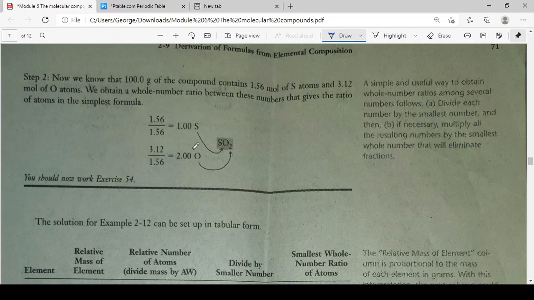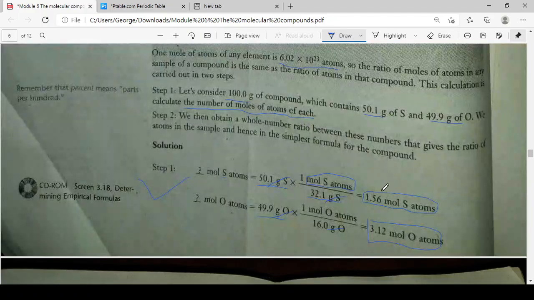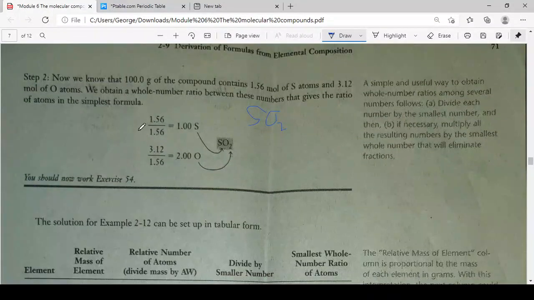So kids, what we simply do is divide your sulfur and oxygen amounts by the smallest one. Kids, which is the smallest, 1.56 or 3.12? Of course, it is 1.56. Therefore, your denominator is 1.56, to keep the fractions simple. So 1.56 divided by 1.56 is equal to 1. And 3.12 divided by 1.56, try it on your calculator, is exactly 2.